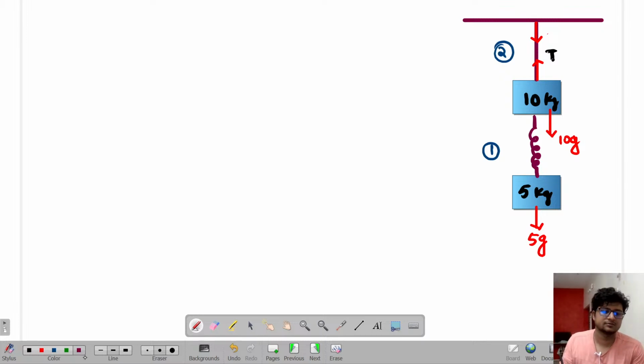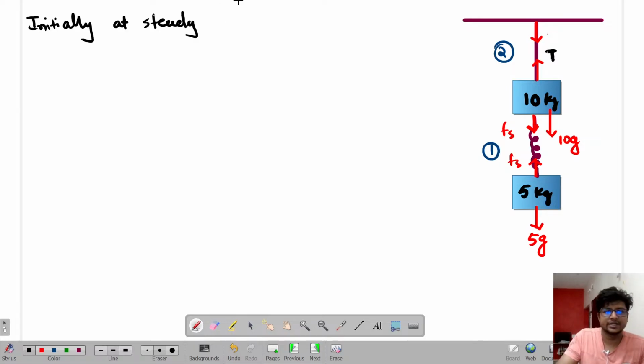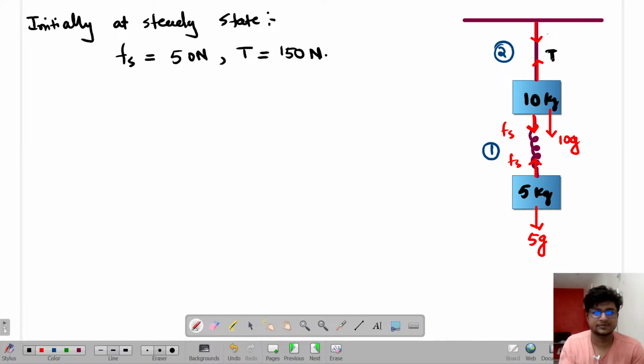So I'll draw the FBD. This is a spring force. This is again a spring force. Correct. So initially at steady state, means equilibrium state, what is my spring force? Spring force will be equal to 50 Newton and tension T is equal to how much? 150. Yes. Okay.